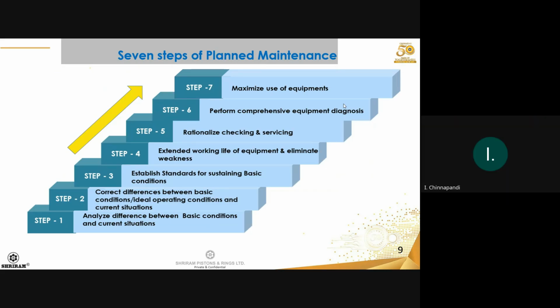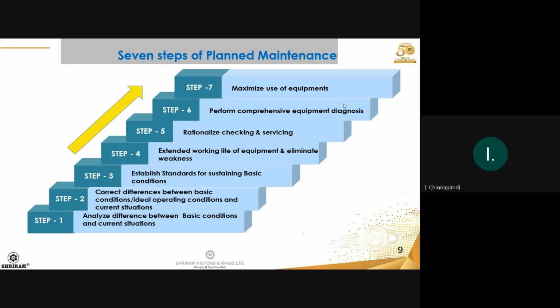Now, these are the 7 steps of plant maintenance. The first step is analyze the difference between basic conditions and current situation. What does it mean? We have to check the basic current condition of the equipment. The next step is correct the difference between basic or ideal conditions and the current situation. Once you identify it, the basic condition means the condition of the machine as it is supplied to us. So we have to correct that to bring it back to the basic condition.